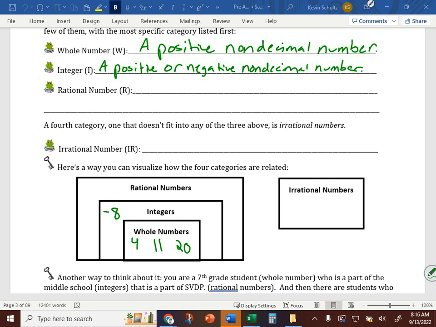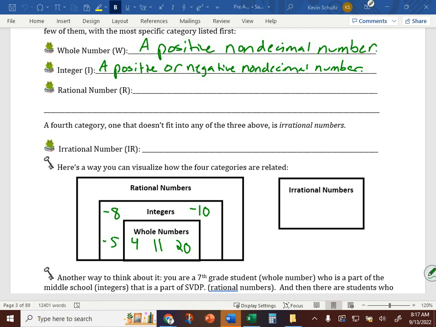Give me another example of an integer. Yes? -10 would be an integer. Not whole, because it's not positive, but it would go in that integer section. Give me another example of an integer. -5, perfect, okay?